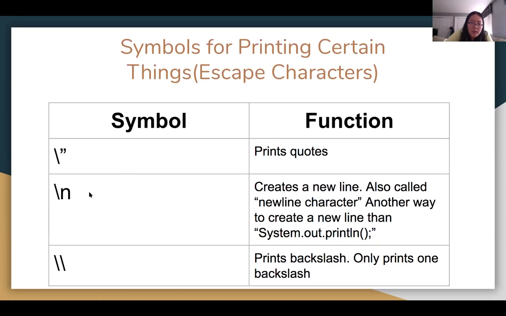Next one is backslash n, and this creates a new line. It's also called the new line character. So this is another way to create a new line other than system.out.println. Notice with system.out.println, you can only create one new line with one of these. But with backslash n, you could put multiple backslash n in one print statement, and that will create multiple new lines for you. So this is a more dynamic way of doing it, but generally, unless you really needed it, you wouldn't really use this.